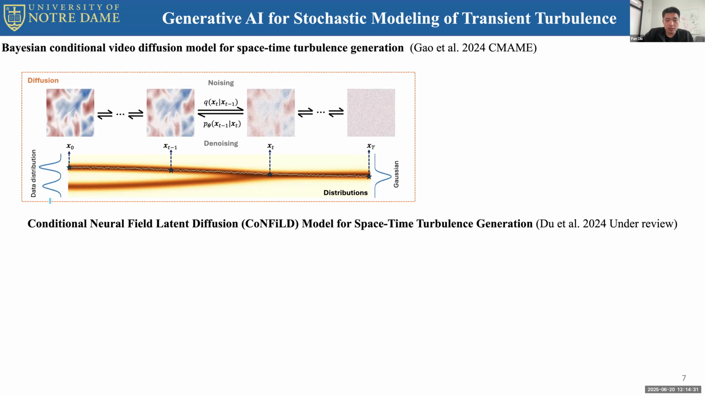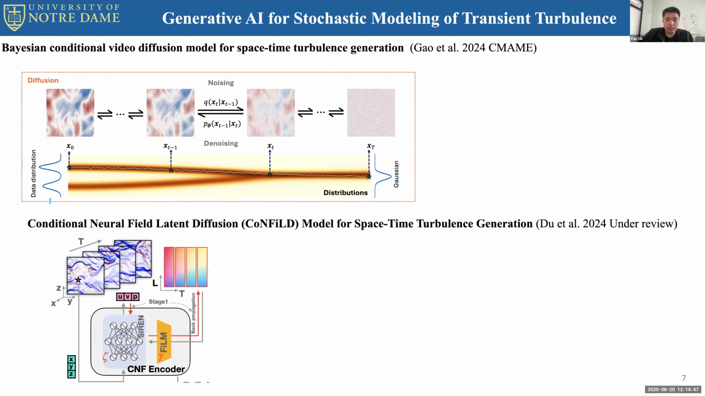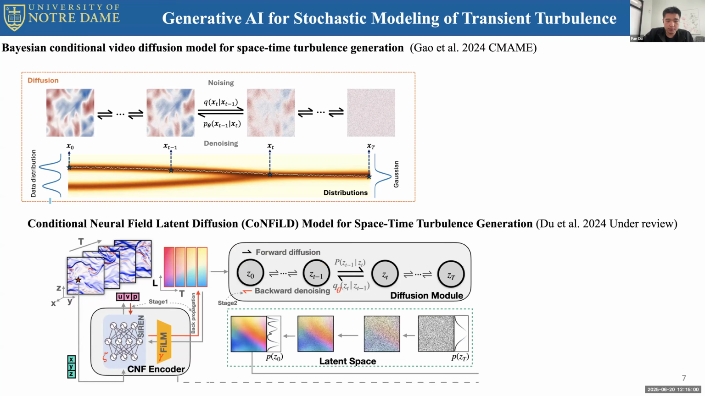However, this paper does not have a very efficient encoder and cannot handle irregular domains such as irregular shapes of the boundary of the computational domain or unstructured mesh. And for our latest iteration of this approach, we propose a model called CoNFiLD. The full name is Conditional Neural Field Latent Diffusion for Space-Time Turbulence Generation.